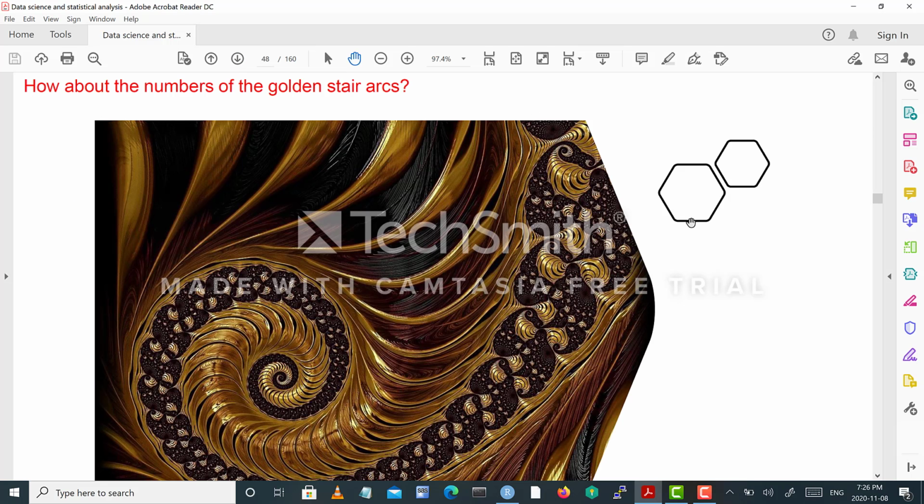How about the number of the golden spiral arcs? As we see, if we start from the top going down using this golden spiral, how long it takes to go down and down and down, we don't know yet.